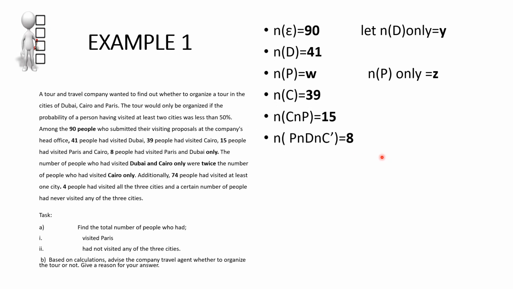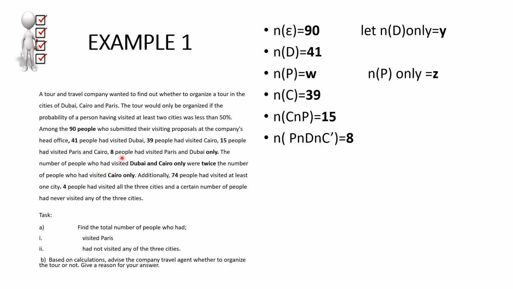Then similarly, here we have 80 had visited Paris and Dubai only. So that means that if 8 had visited Paris and Dubai only, they visited Paris and Dubai, but not Cairo. There are 3 cities. So if they visited those two, it means that 8 had not visited Cairo. So we say that is 8. The moment you see complement, that means that you exclude that part. It is not part of your working.